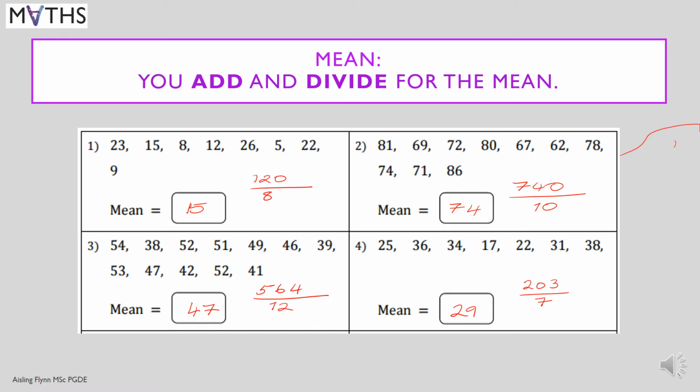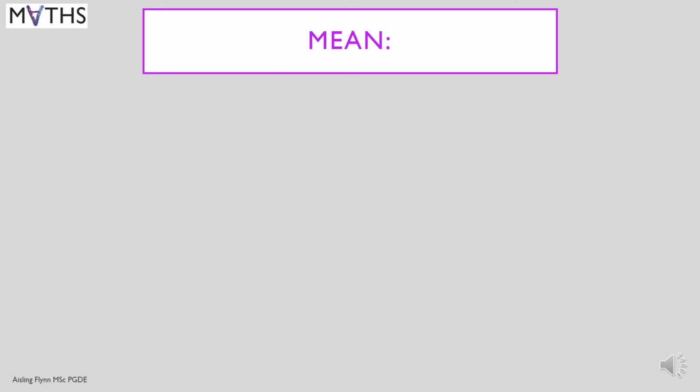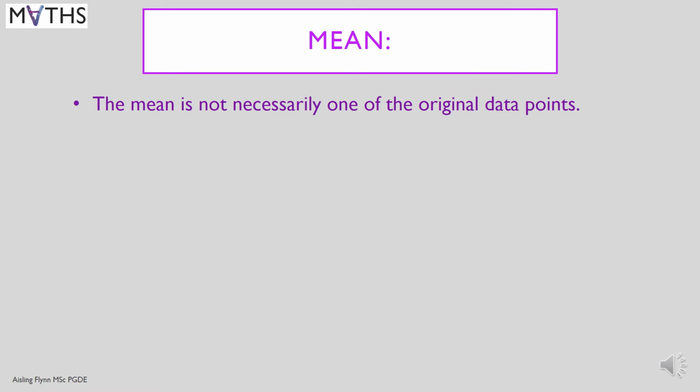Now, all the numbers turned out quite nicely. You got whole numbers, but you might get decimals. And if you look at the last one, 29 is not one of the original values. It doesn't have to be one of the original values. So in conclusion, the mean is not necessarily one of the original data points.